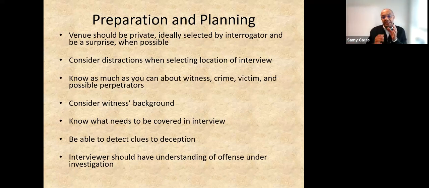Also, a private place will eliminate any distractions. If we hear cars going along the road, this might be a distraction that might prevent the person from thinking properly and answering the questions. Number 3, when we plan to interview the target or the suspect, we have to keep in mind all the witnesses, the crime scene, the victim, and all the perpetrators. So we have to keep this in mind as we do our plan.